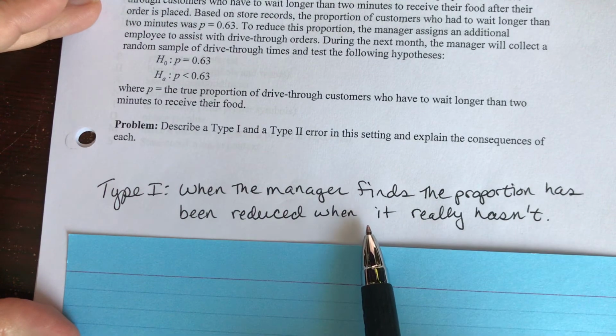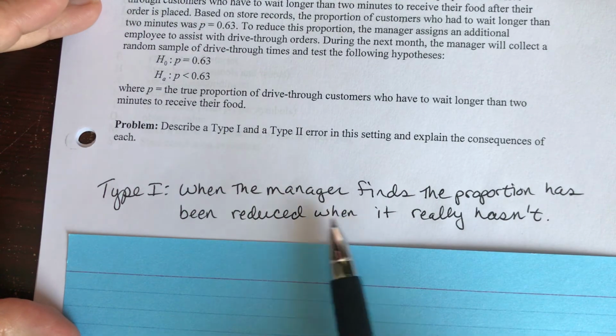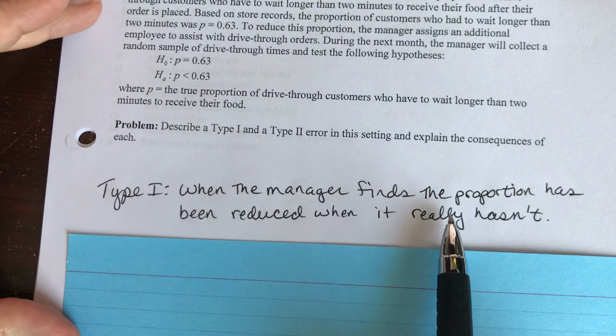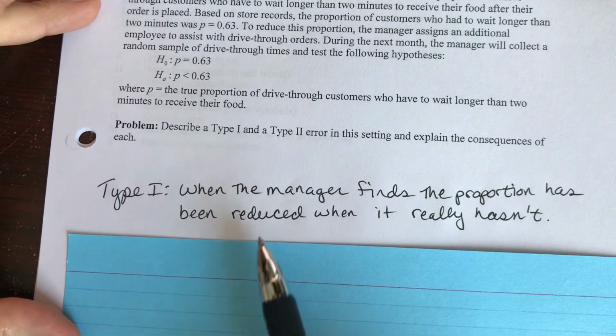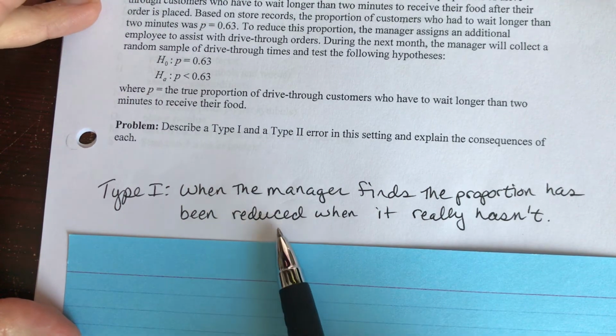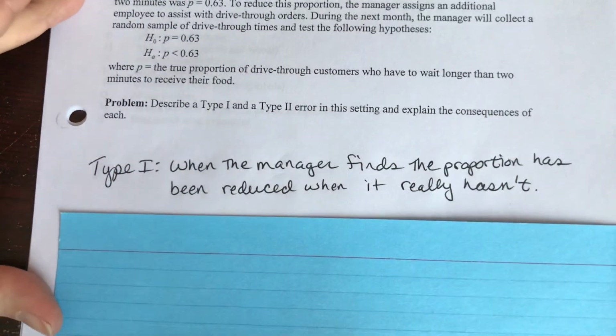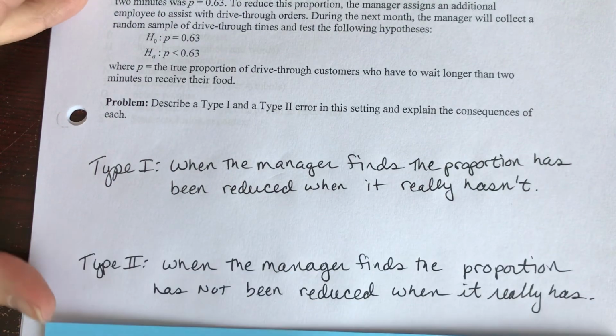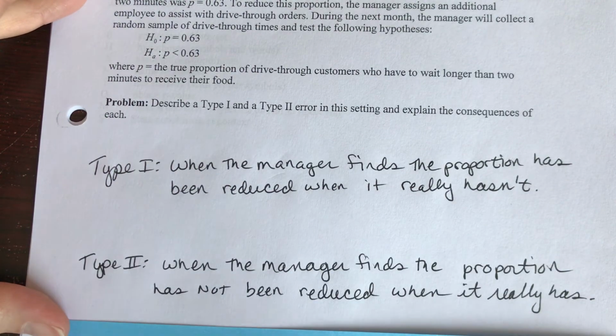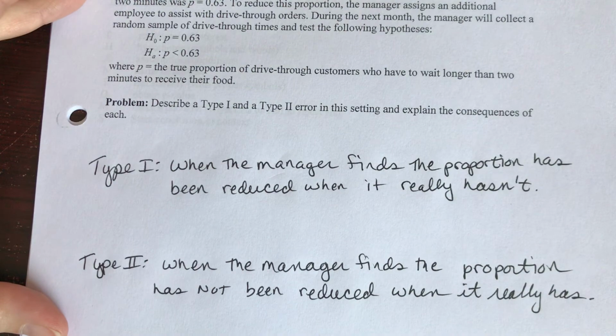The consequence of this would be, well, if you think that a wait time has been reduced and it hasn't, your customers are still going to be annoyed. The boss thinks everything's fine and it's still not, and the customers are really going to be annoyed that they have to wait for their food. Okay. A type 2 error is when the manager finds the proportion has not been reduced and it actually has.